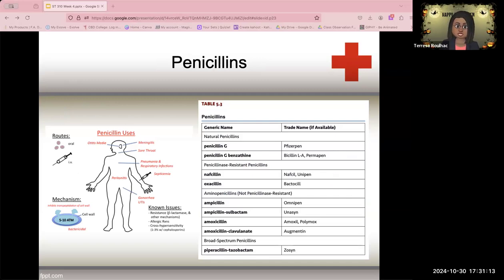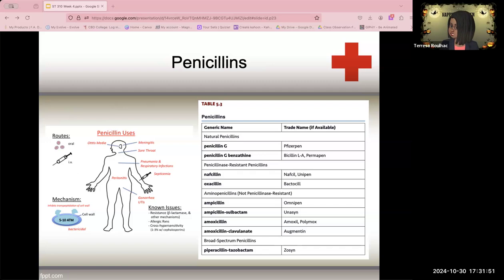Again, the first true antibiotic was penicillin. Penicillin was discovered by Alexander Fleming in 1928. It was the first true antibiotic and marked a turning point in medicine, revolutionizing the treatment of bacterial infections. Penicillins are classified into several categories based on their spectrum of activity and their structure. We have natural penicillins: penicillin G, penicillin V, and penicillin G benzathine. We also look at broad-spectrum penicillins.